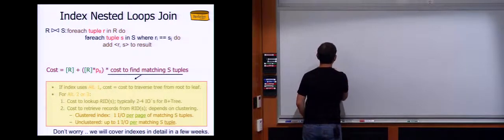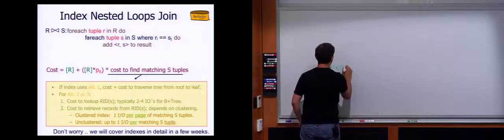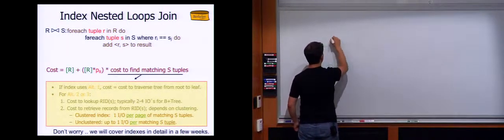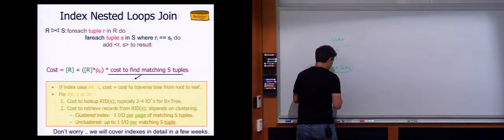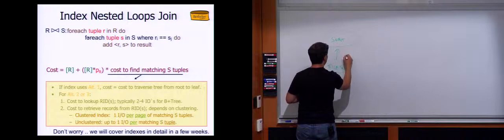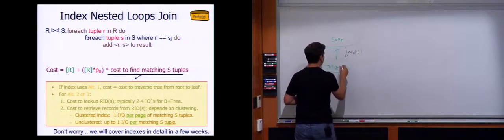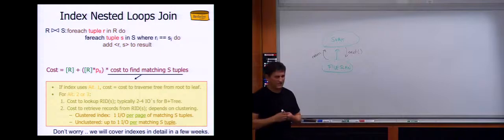Remember we said there might be something like a file scan iterator that's feeding tuples, so to speak, into a sort iterator. But really what's going on here is that sort says next, and file scan says return. Right? All right, so let's think about what's going on.